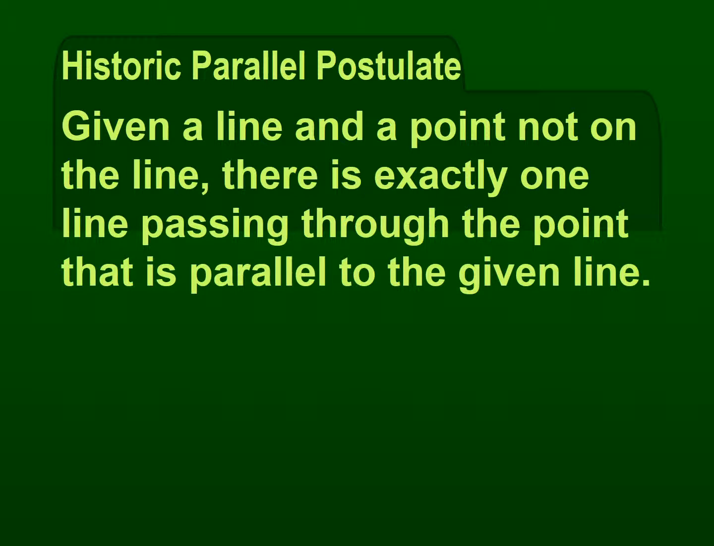There's also something called the historic parallel postulate that says that given a line and a point, and the point can't be on the line, so you're given a line and then a point that's not on that line, there's only one line that will pass through the point that is parallel to the given line.